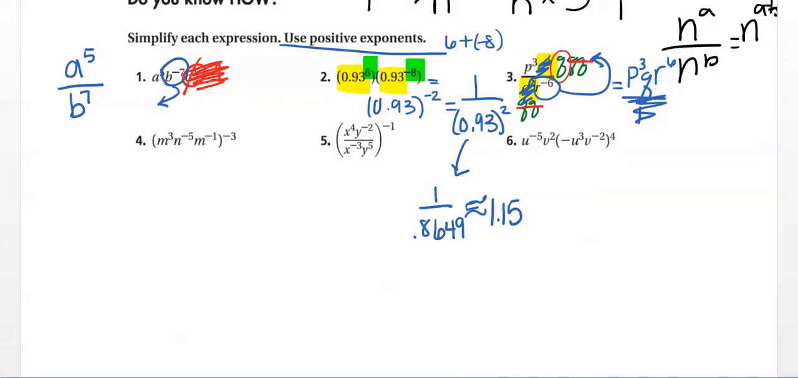Alright. Here we've got some stuff inside parentheses being taken to the negative 3rd power. So that negative 3rd power, this is a power to a power problem. We're going to multiply these exponents. So we're going to multiply the 3 times negative 3, the negative 5 times negative 3, and the negative 1 times negative 3.